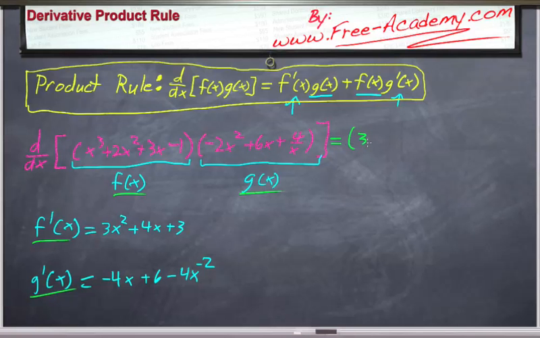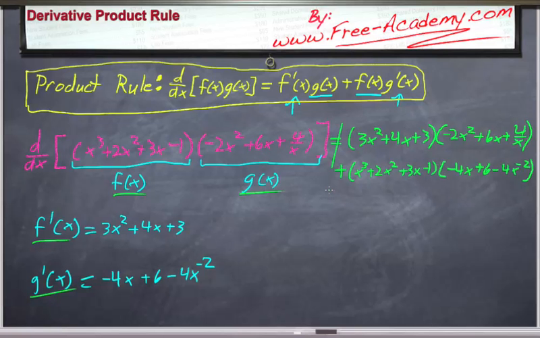Let's find the derivative of this whole mess. First, it's going to be f prime of x, 3x squared plus 4x plus 3, times g of x, which is negative 2x squared plus 6x plus 4 over x. This is added to f of x, which is x to the third plus 2x squared plus 3x minus 1, multiplied by g prime of x, which is negative 4x plus 6 minus 4x to the negative 2. Just by splitting the function up into 2 different functions and finding their derivatives, then plugging them back into the formula, we saved a heck of a lot of time distributing this out.